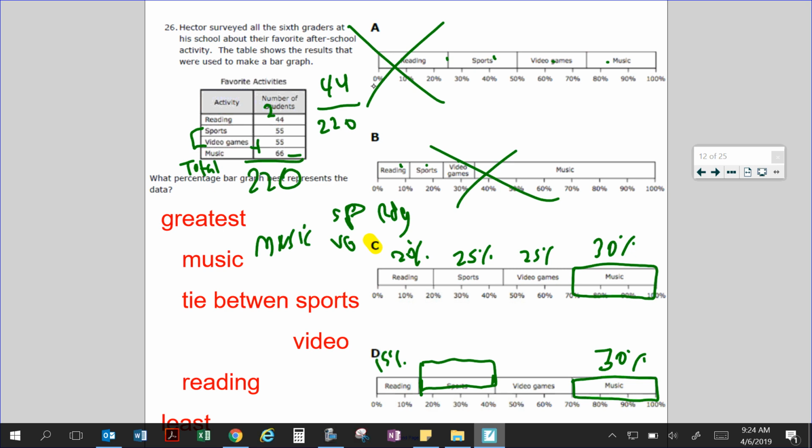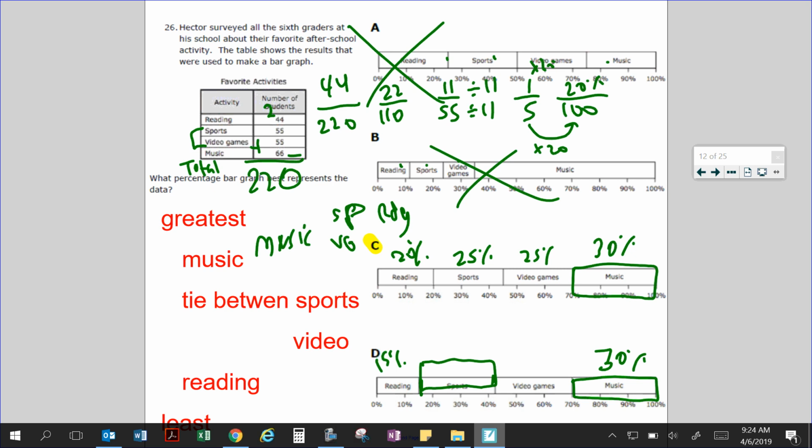Let's simplify this. 22 over 110. Let's simplify this. 11 out of 55. We can simplify this again. Divide by 11. Divide by 11. That's 1/5. What percent is 1/5? How do you build a 5 to 100? Times 20, times 20, 20%. That's why C makes sense.